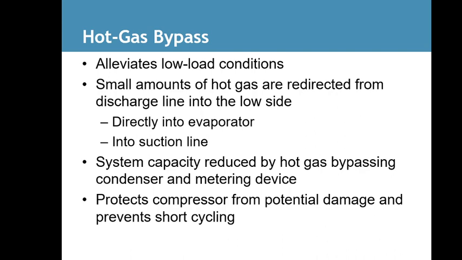Hot gas bypass. Under low load conditions, a small amount of hot gas can be redirected from the discharge line into the low side, directly into the evaporator, or into a suction line. System's capacity reduces by the hot gas bypassing the condenser and the metering device. Protects the compressor from potential damage and prevents short cycling.